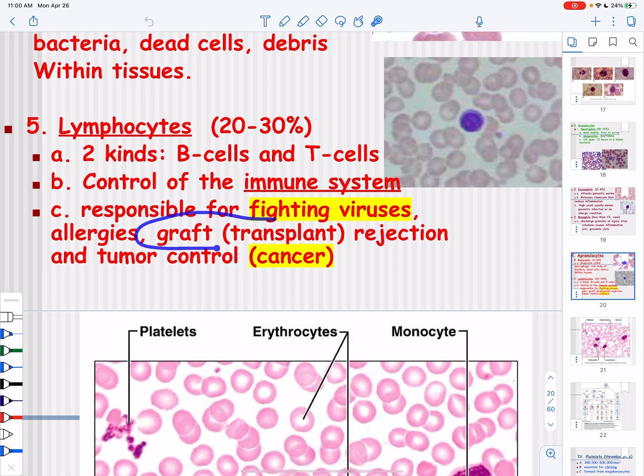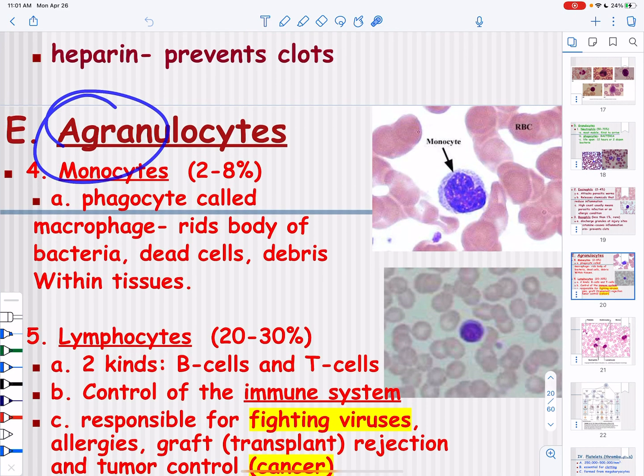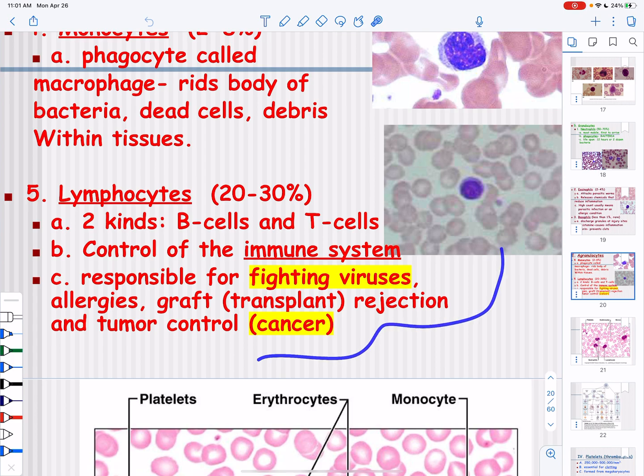Also, lymphocytes are going to be what would cause problems with transplants. If you receive a transplant of a kidney, lungs, a heart, you have to take medication for the rest of your life so that your lymphocytes do not reject your transplant, okay? And then also lymphocytes are responsible for noticing, finding, and getting rid of cancer in our body. Very, very important. Okay, so those are our white blood cells. Again, there's granulocytes and agranulocytes, and you are going to be asked questions about what all of these things do. So you do need to write this down in your notes.